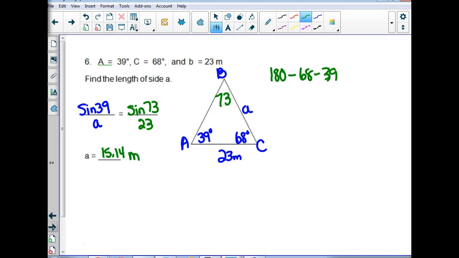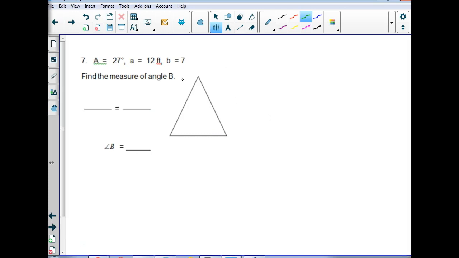M for meters. Number 7, ABC. I don't like these generic triangles, but that's okay, we just need to get it done. It's 27 degrees. Obviously, this isn't 27 degrees. Little a would be opposite big A. 12, and little b would be opposite big B.